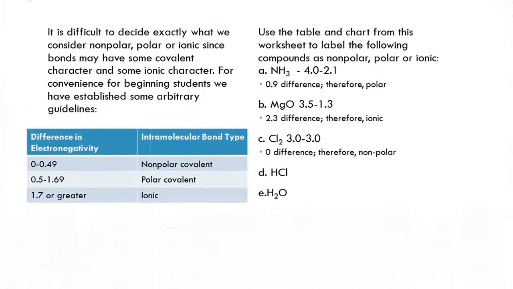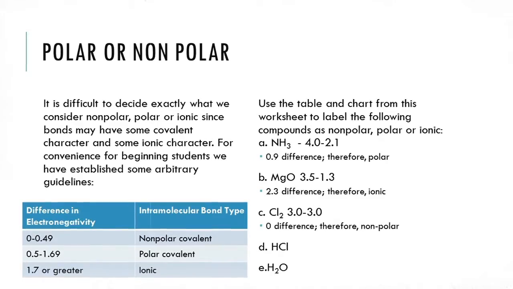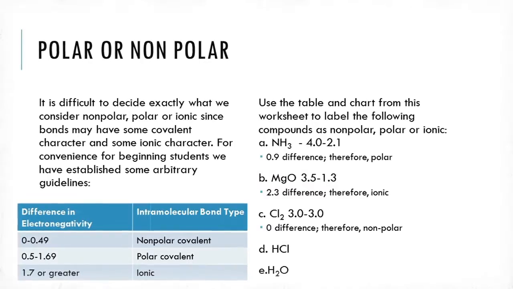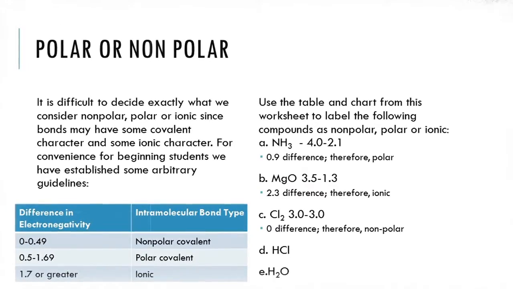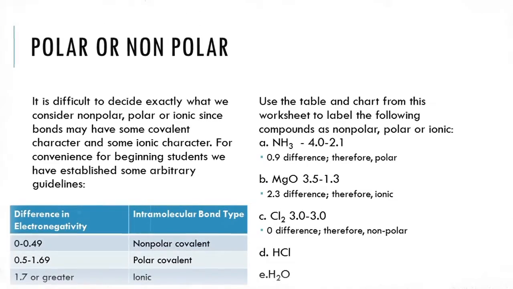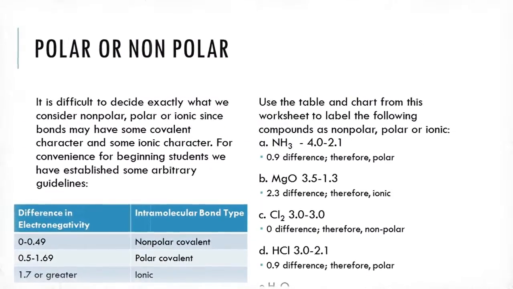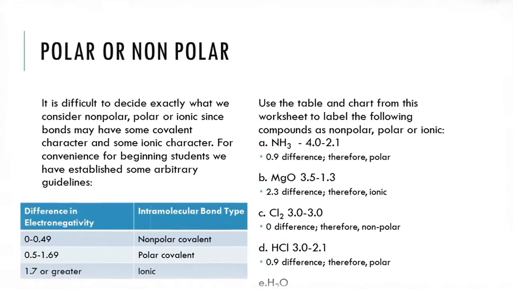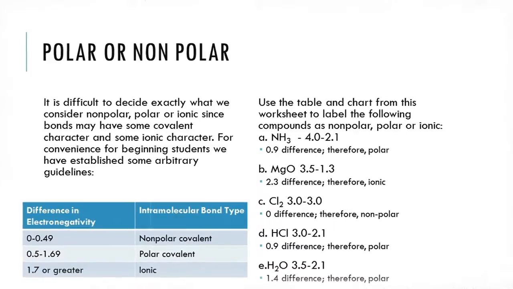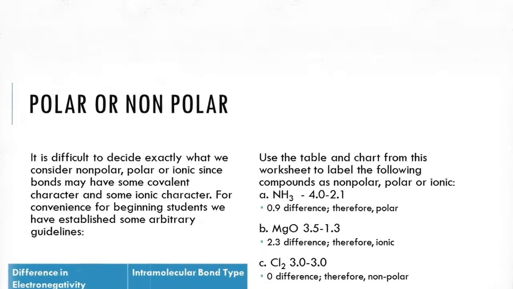For Cl2, I have 2 atoms of chlorine, so I'm going to subtract the same electronegativity from itself because the electronegativity doesn't change, it's the same atom, and I end up with a difference of 0. Therefore, I have a nonpolar molecule. For HCl, we have a difference of 0.9, which puts us into the polar covalent bond type. And finally, for H2O, we have a difference of 1.4, which makes it a polar molecule.